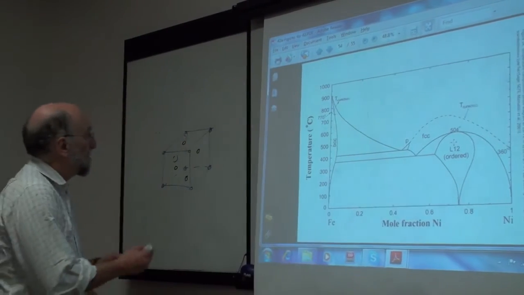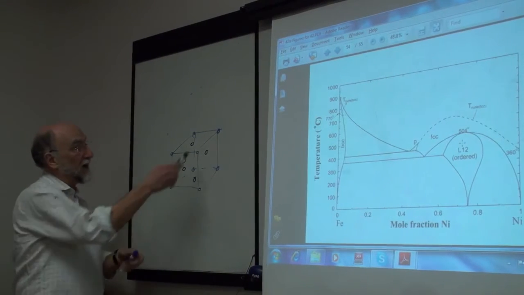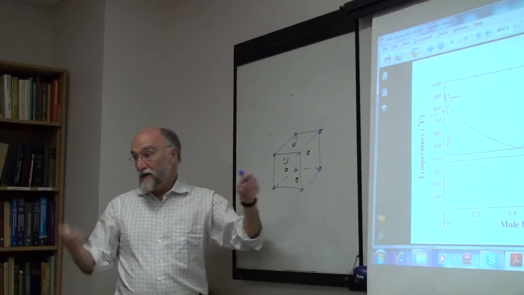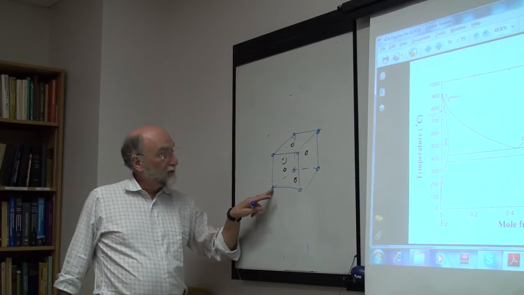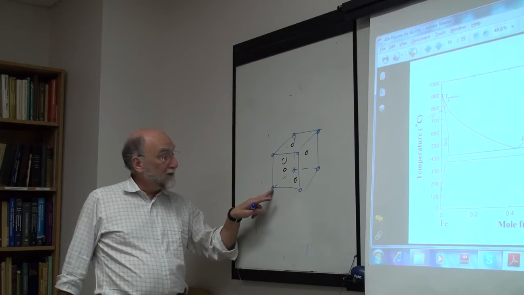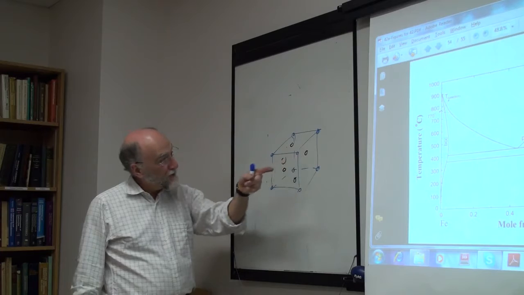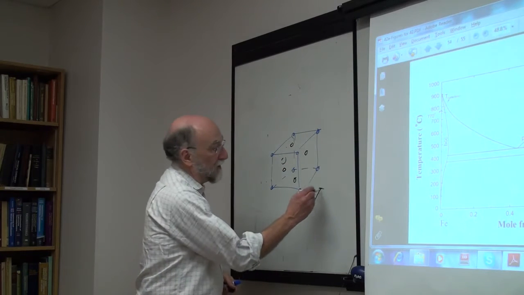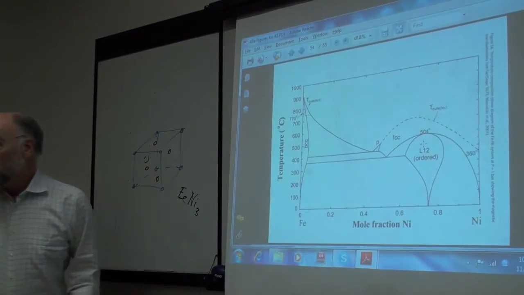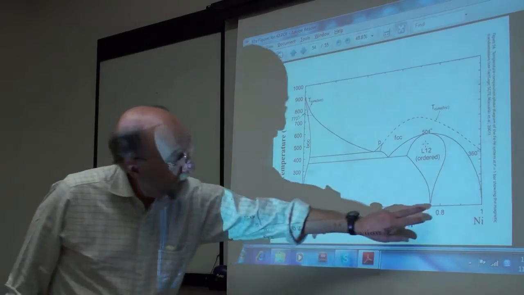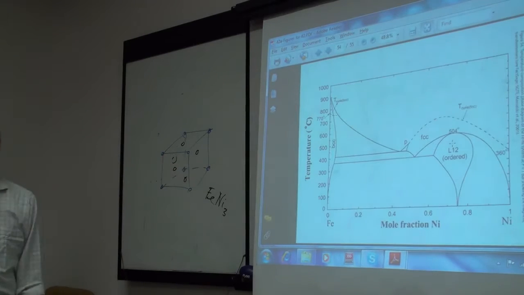Below, in the ordered structure, remember in the face-centered lattice, the ratio of the corner sites to the face-centered sites is 1:3. In a face-centered lattice, you have eight corner sites, but each corner site is shared by eight unit cells, so there's 1/8 of a corner site each, or 8 divided by 8 is one corner site per unit cell. There are 6 face-centered sites, each shared by 2 unit cells, so there are 3 per unit cell. So the L12 structure, when it's completely ordered, could be written as FeNi3. You see it's coming down to 75%. In the ordered region at 75% down here, the iron is on the corner sites and the nickel is on the face-centered sites. So that's the FeNi3 L12 structure.